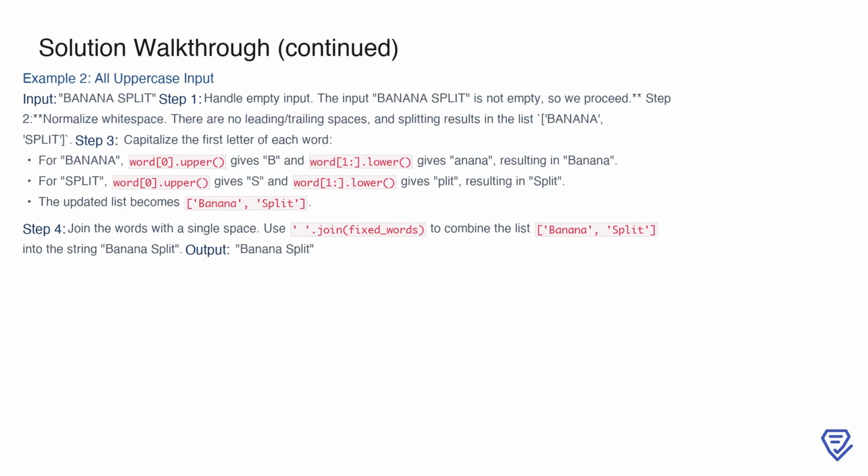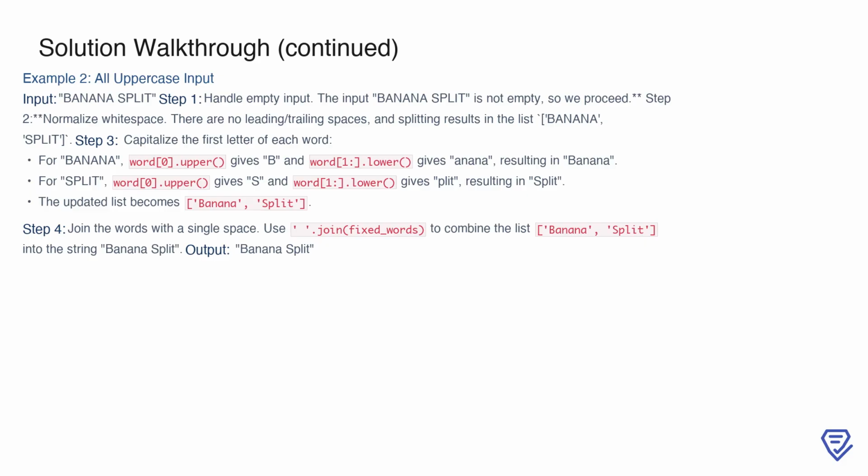Now, in our second example, the input string is "BANANA SPLIT", which is entirely uppercase. Again, the first step is to check for an empty input, and since the input is valid, we move on to normalize the whitespace. Here, there are no leading or trailing spaces, so splitting the string gives the list ["BANANA", "SPLIT"]. Next, we process each word to capitalize only the first letter. For "BANANA", we convert the first character, B, to uppercase and the rest of the characters to lowercase, giving us "Banana". Similarly, for "SPLIT", we capitalize the S and lowercase the rest, resulting in "Split". The updated list becomes ["Banana", "Split"].